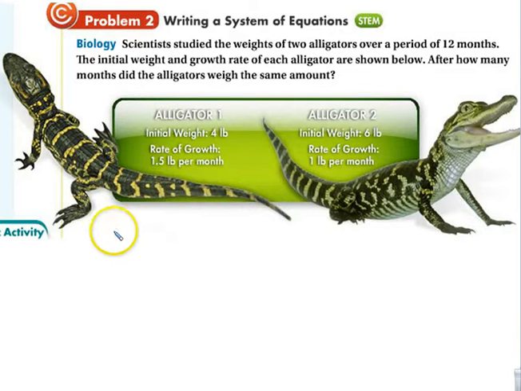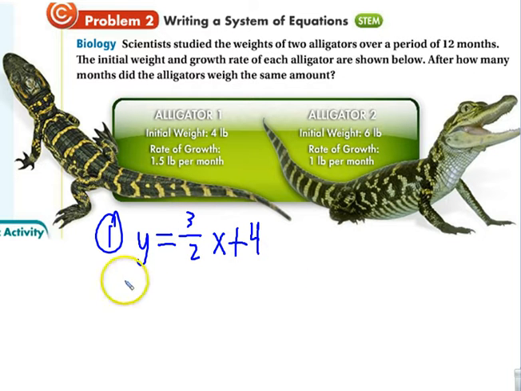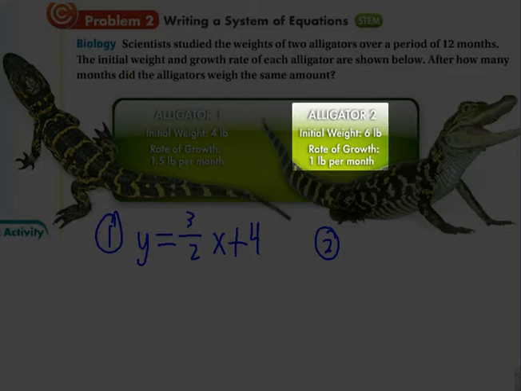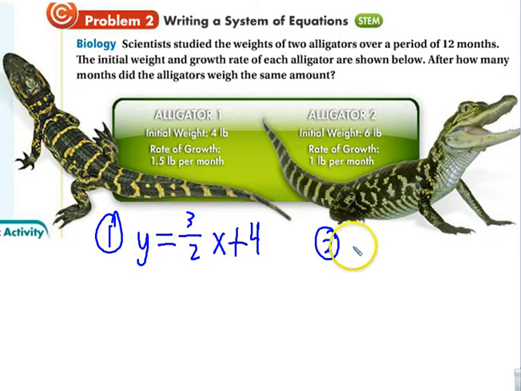So alligator number 1 is going to be this equation. I'm going to change 1.5 into 3 over 2, and it was already at 4. This alligator over here weighed 6, and he increases 1 pound per month. So y is equal to x plus 6. Those are the two equations, and then you go through the process of graphing it.